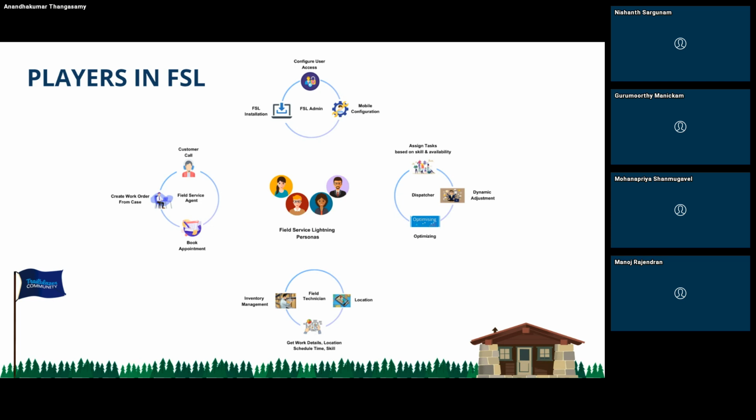And the inventory management: if any products are required for the work to be completed, the technician can check those product stock levels, and if a product is unavailable, the service technician can request it and get it. And yeah, those are all the works done by the technician. So can you please go to the next slide?